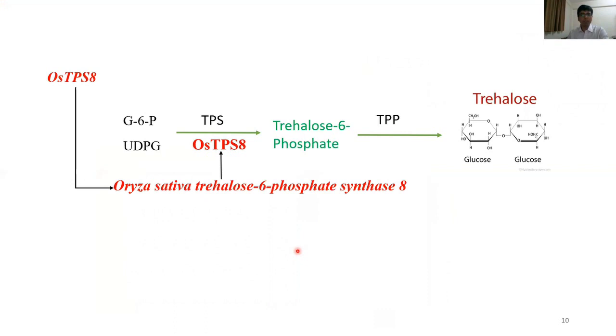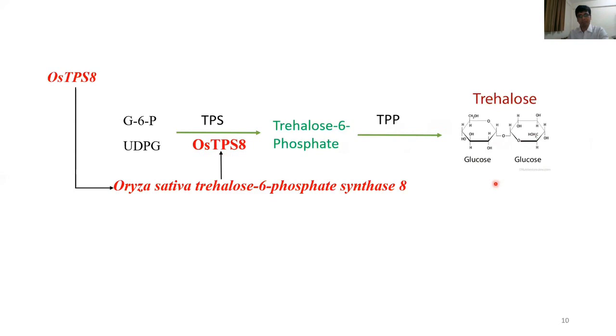So what is this OsTPS8? OsTPS8 stands for Oryza sativa trehalose-6-phosphate synthase 8. It is one of the enzymes involved in sugar metabolism. This enzyme uses glucose-6-phosphate and uridine diphosphate glucose as substrates and catalyzes the formation of trehalose-6-phosphate. Subsequently, this trehalose-6-phosphate is dephosphorylated by T6P phosphatase to a disaccharide of two glucose molecules joined by an alpha-1,1 linkage, and it is called trehalose. So the final product of OsTPS8 is the disaccharide trehalose.